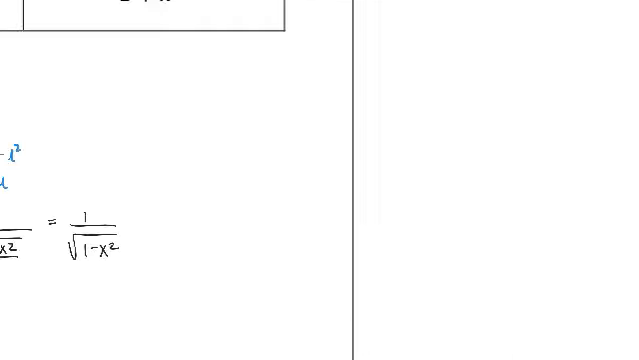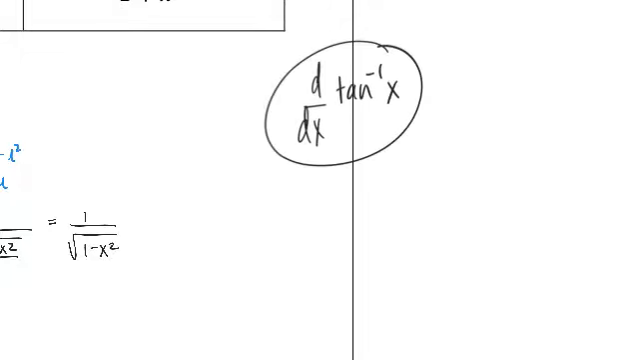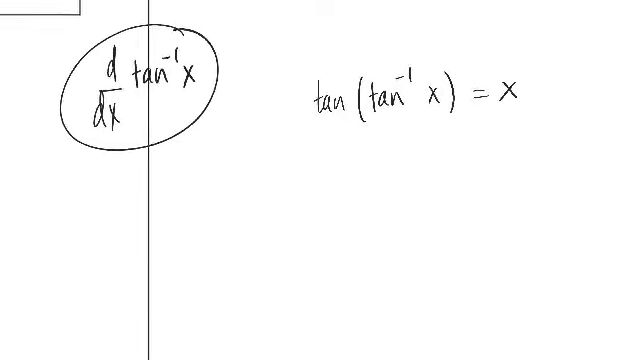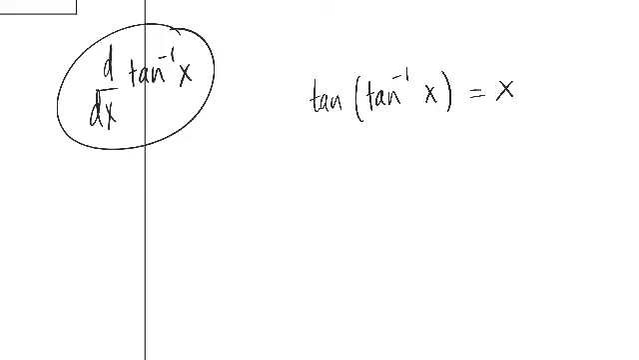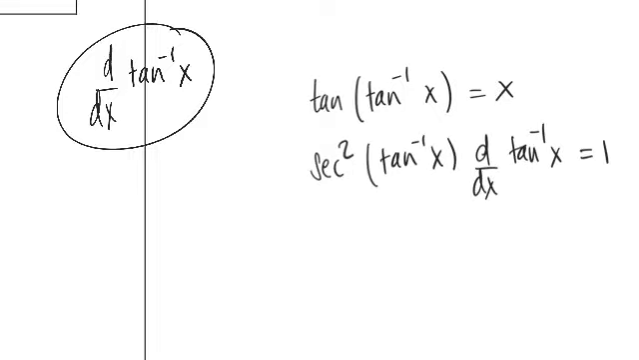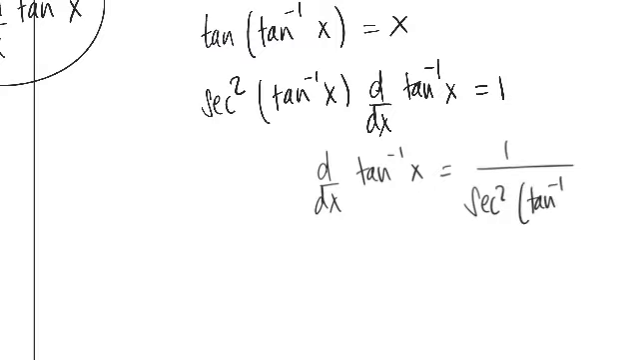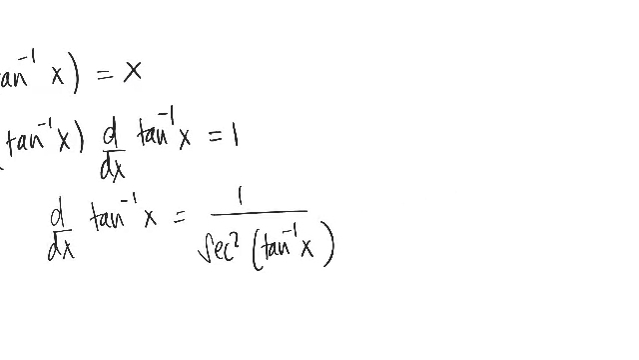I'll do one more. I'll just do the derivative of arctangent. Arctangent and arcsine are the most commonly used ones. So let's start with tangent of tangent inverse of x is equal to x, just by the inverse definition. Then if I do the derivative of both sides, I get secant squared of tan inverse of x times d/dx of tan inverse of x is equal to 1. And so the derivative of arctan is equal to 1 over secant squared of tan inverse of x. Okay, so let's think about how to find secant squared of tan inverse of x.